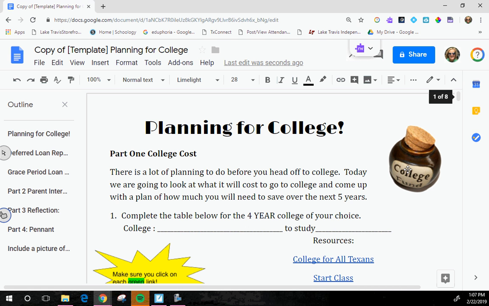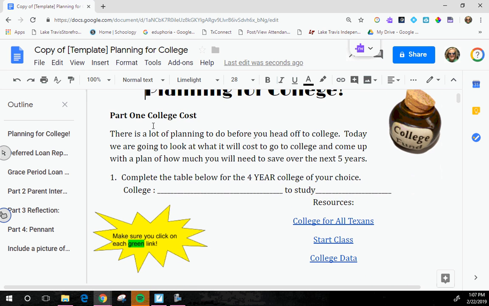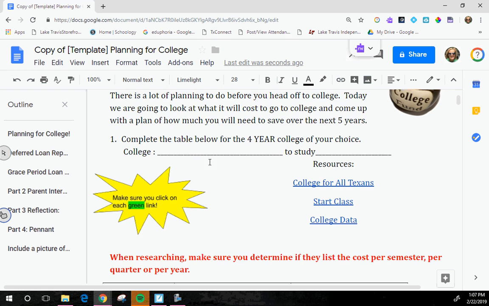All right, so part one. This is going to be divided into, I think, 5 parts. Part one is, there is a lot of planning to do before you head off to college. Today we're going to look at what it will cost to go to college and come up with a plan of how much you will need to save over the next 5 years. You're going to complete this table below.